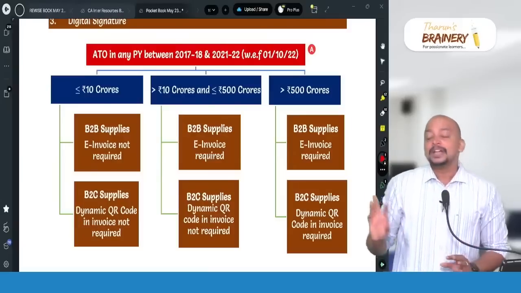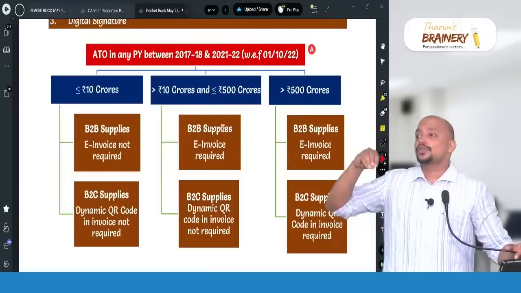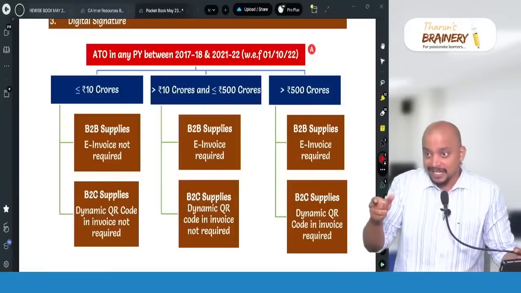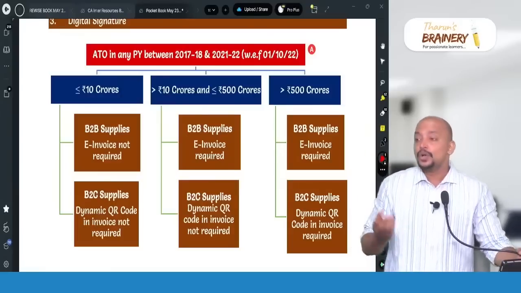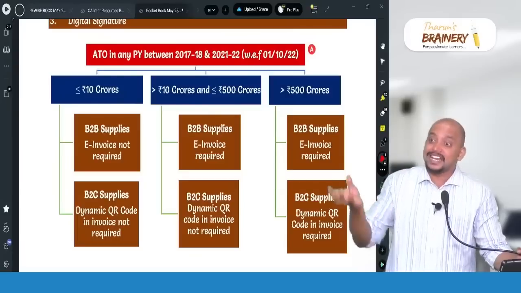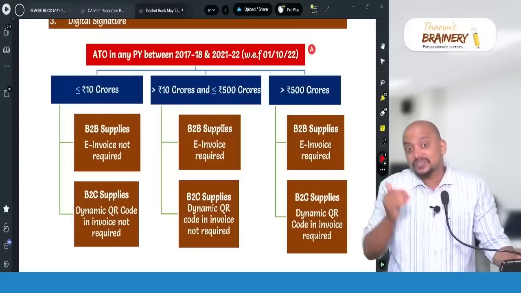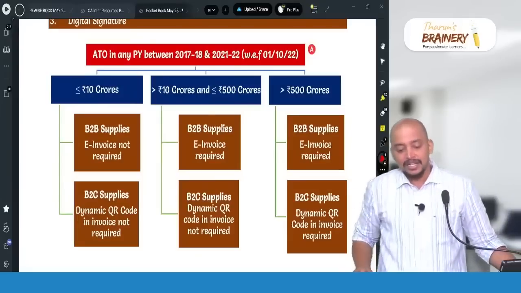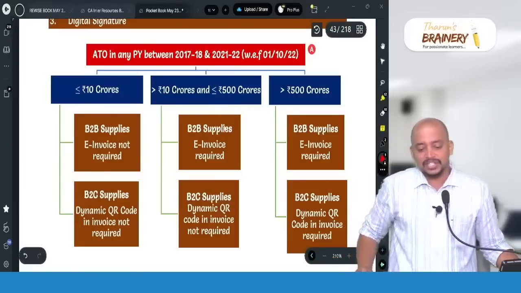With a dynamic QR code, the moment you scan, the amount also will come. But to whom will this dynamic QR code concept be applicable? It will be applicable for B2C supplies for a registered person whose aggregate turnover in any previous year exceeds 500 crores. 500 crores, okay, in any previous year. So that is the connection between this.